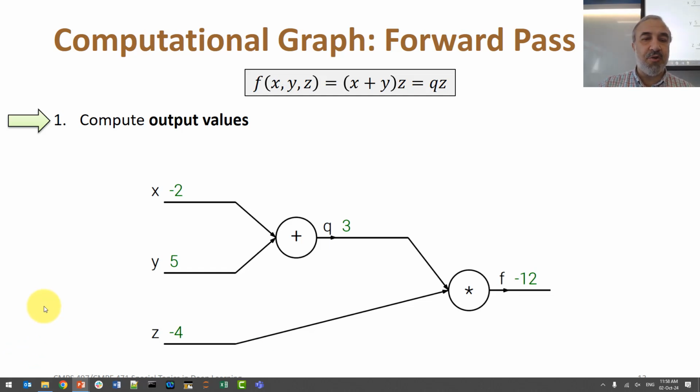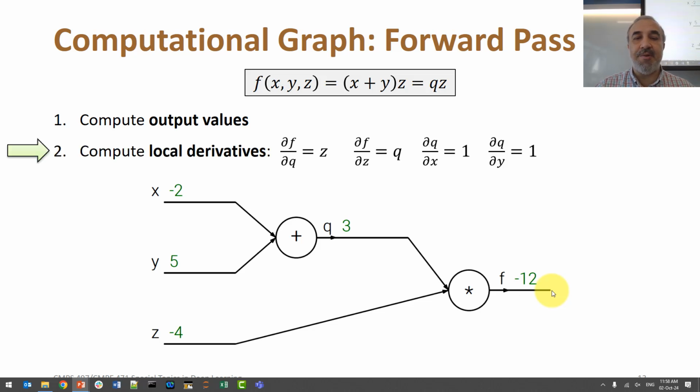Okay, so let's assume that the input values here are -2, 5, and -4. So -2 plus 5 is 3, and 3 times -4 is -12. That's the first step, and it's very easy, right? It's very straightforward. We do the computations left to right. That's what we call the forward pass.